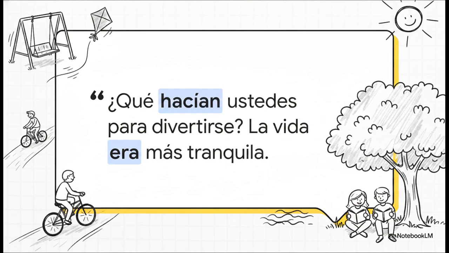And then his granddaughter excitedly replies, ¿De verdad? ¿Qué hacían ustedes para divertirse? La vida era más tranquila. See what she did there? She uses hacían to ask what they used to do, and era to describe the characteristic of life back then. It wasn't just a one-time thing. Life was just generally calmer overall, so the imperfect is the perfect fit.